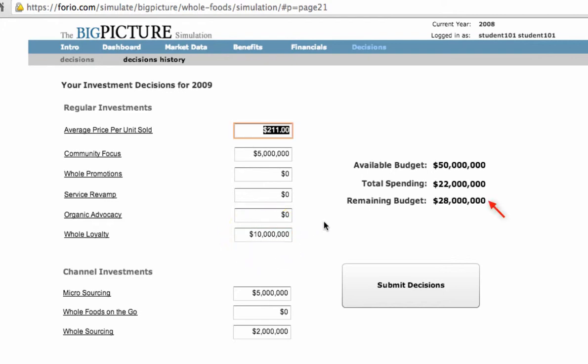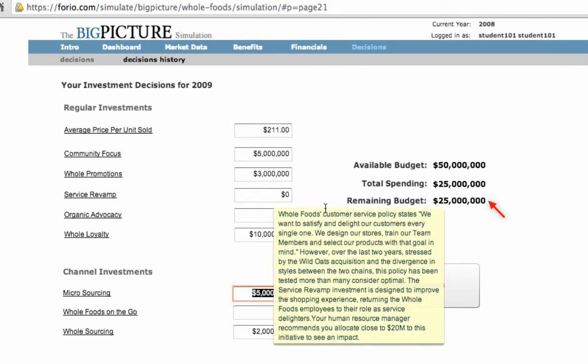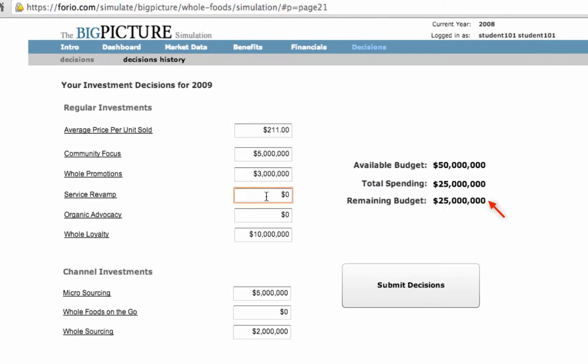As you invest, you'll see your remaining budget adjust accordingly. You do not have to spend all of your budget. The budget that's left over will be applied to your profit for that particular period, but that money will not carry over to the next period. So you'll see a short-term impact on profitability, but you won't be able to save that money for future investment.